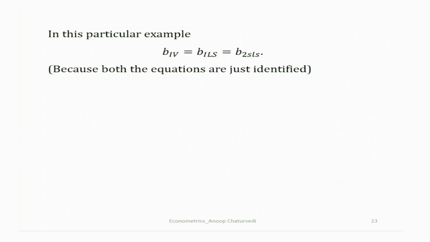Now, in this particular example, all the three estimation procedures, the instrumental variable, the indirect least square and two stage least square, lead to the same estimator. In general, it is not true. In this particular example, it is just because all the equations are just identified, although so far we have not discussed what is just identified. But in this example, this is the reason why all the three estimation procedures lead to the same estimator.